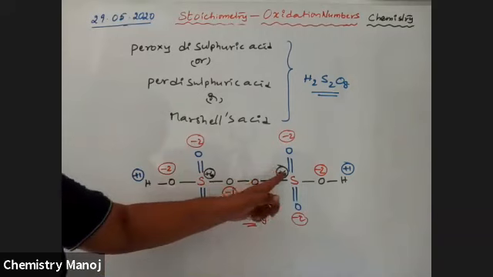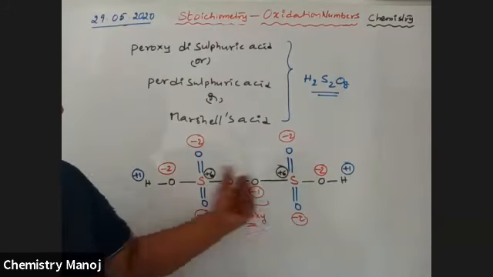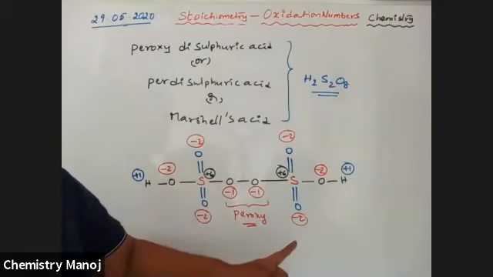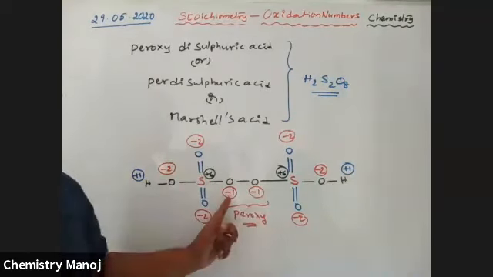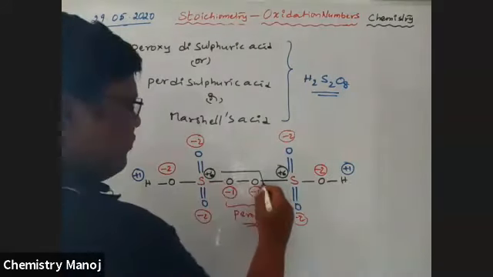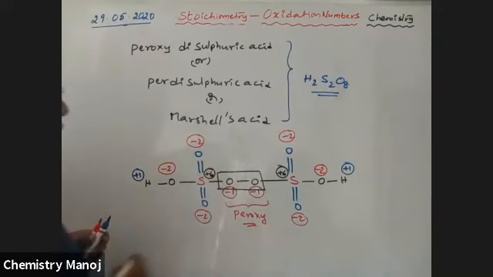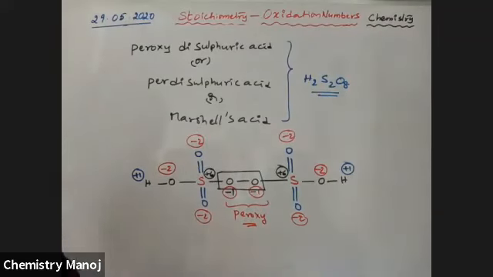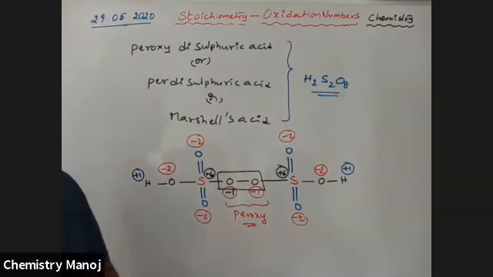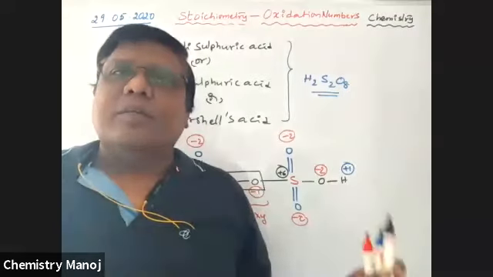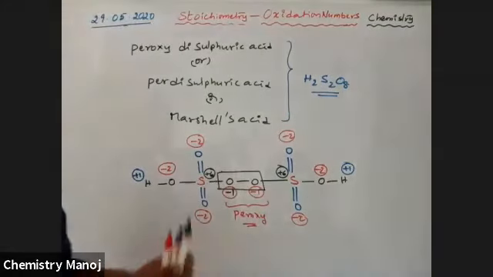Plus 6 plus 6, plus 1 plus 1, that is plus 14 is the positive charge. Minus 2 six times is minus 12, then minus 13, minus 14. Total becomes 0. So whenever a peroxy link is there, only those oxygens are in the minus 1 oxidation state. In other cases, oxygen is in the minus 2 state. This is the second point towards oxygen. Is this clear? Peroxy linkage. This is very, very important towards oxygen oxidation state identification.